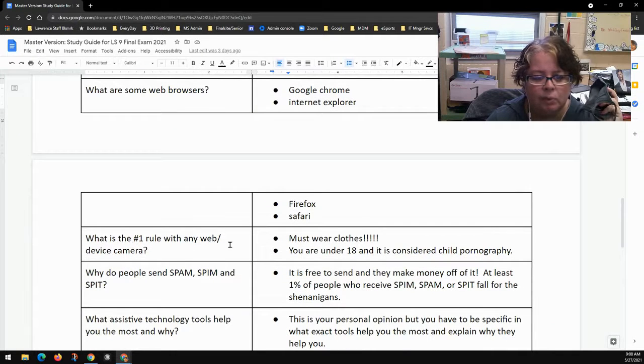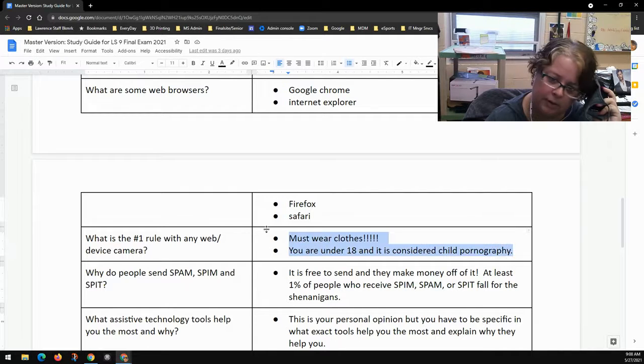What is the number 1 rule for any web or device camera? You must wear clothes. Because you guys are under 18, if naked pictures of you end up on the internet, that is considered child pornography. So it is super important that you wear clothes around your cameras.